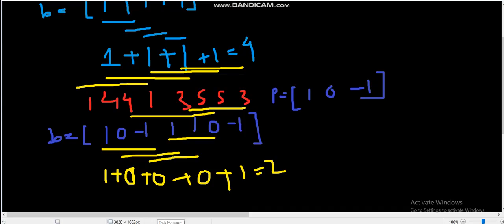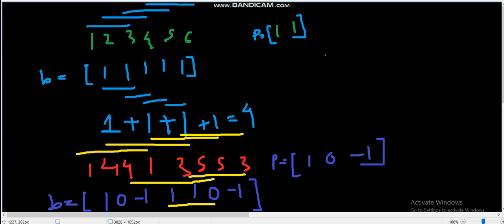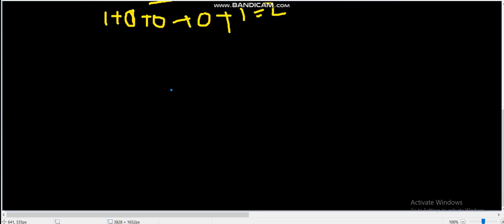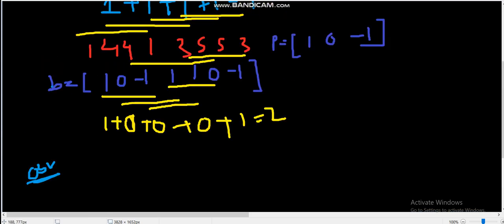Now, I have already said the length n is 10 to the power 6, so the overall time complexity could be order of n or order of n log n. So what is the observation? The observation is quite straightforward: we construct the B array, and our answer will be the number of occurrences of P in B. That is quite simple. We have built the B array, and we have to find the number of occurrences of the pattern in B, and that count will be the answer.